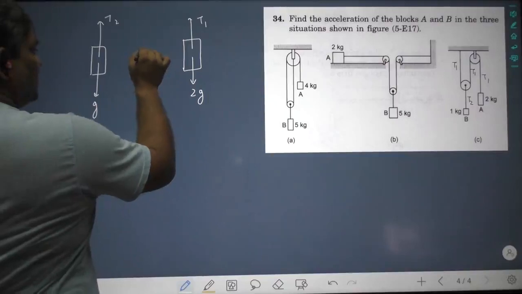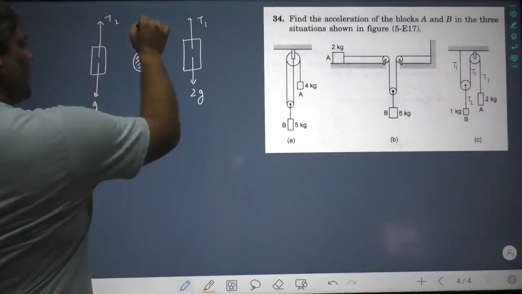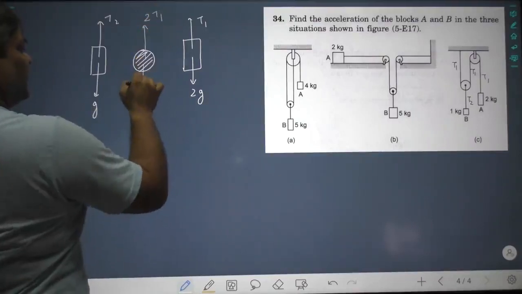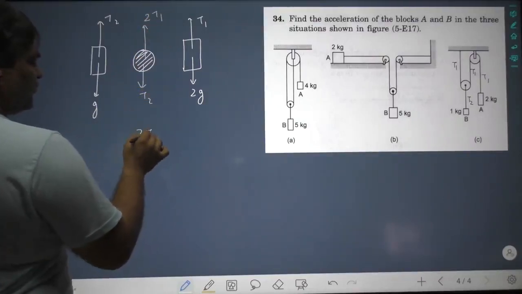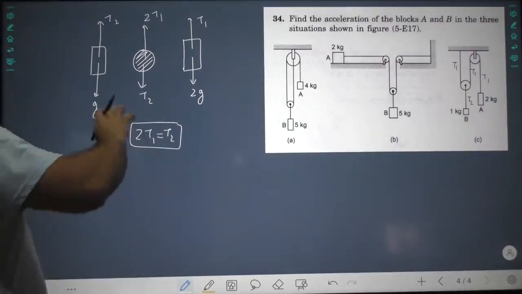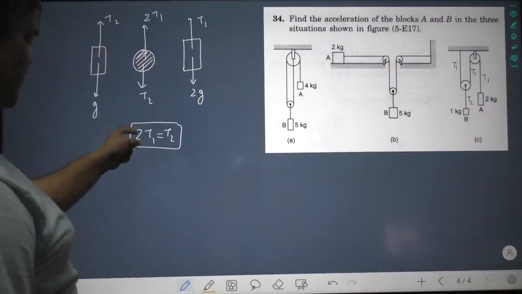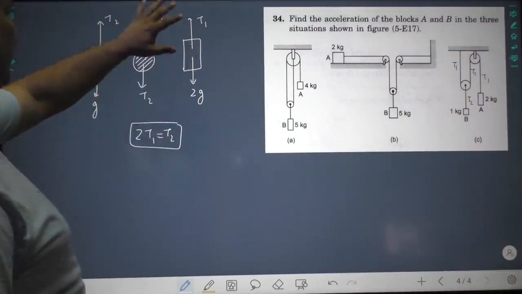For the pulley, since it is massless, the forces will be balanced. So 2T1 upward, T2 downward. So 2T1 will be equal to T2. This is the force diagram, and from the pulley, a direct force relation. How many of you got this right?